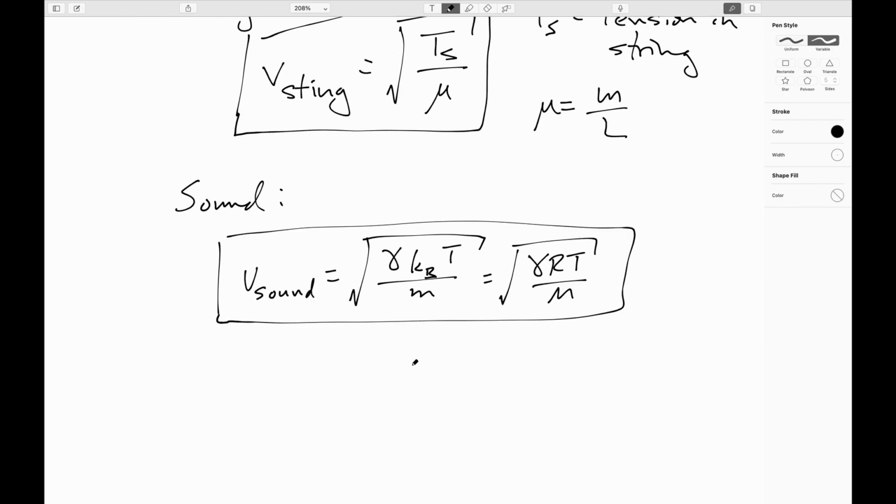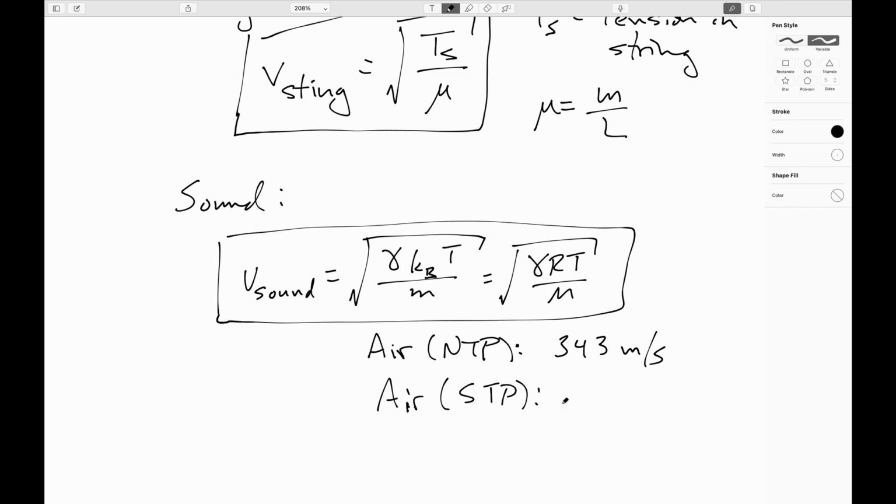Useful numbers to remember for the speed of sound is that the speed of sound in air at NTP, remember, NTP is normal temperature and pressure. That's 20 degrees C, typical lab kind of temperatures. That's 343 meters per second. And air at STP is 331 meters per second. So roughly a third of a kilometer per second at temperatures that people actually hang out at. Remember, STP is 0 degrees C.